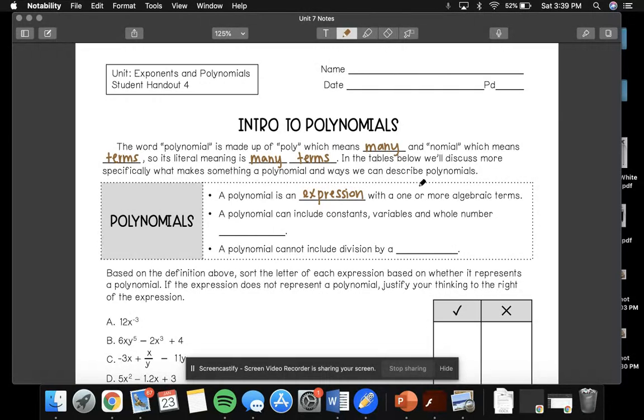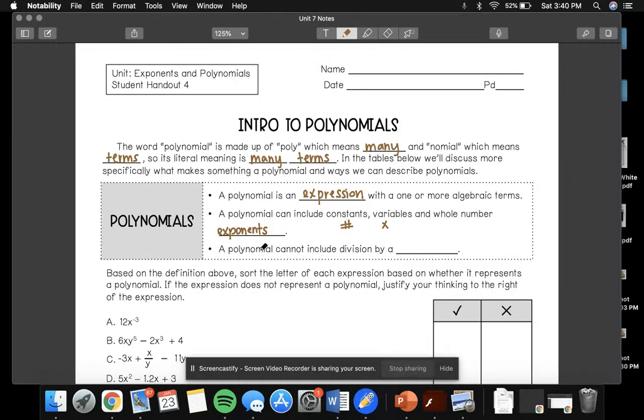So a polynomial is an expression with one or more algebraic terms. So we're just talking about math problems. We're not doing equal signs right now. They're just math problems. So a polynomial can include constants. So constants are just regular numbers, no variables attached to them, just regular numbers. Variables like x and y, and whole number exponents.